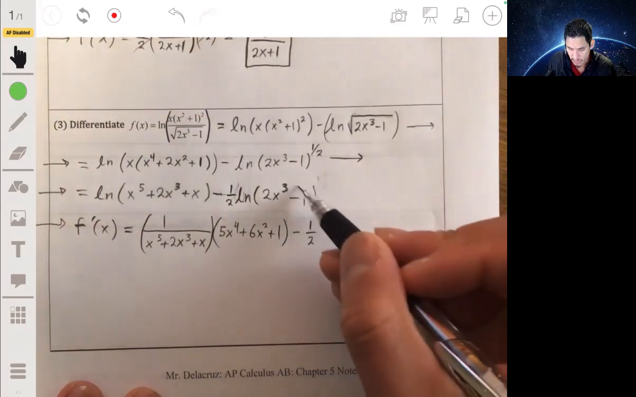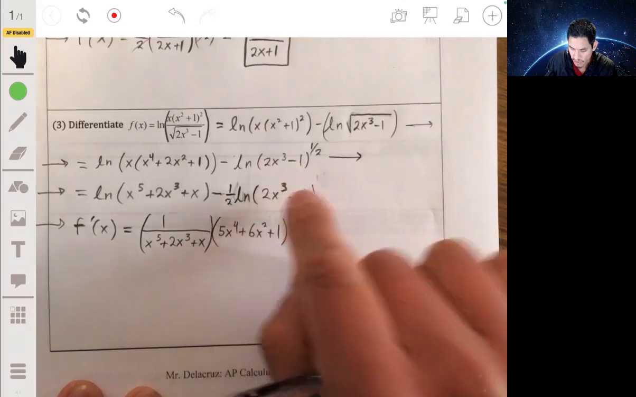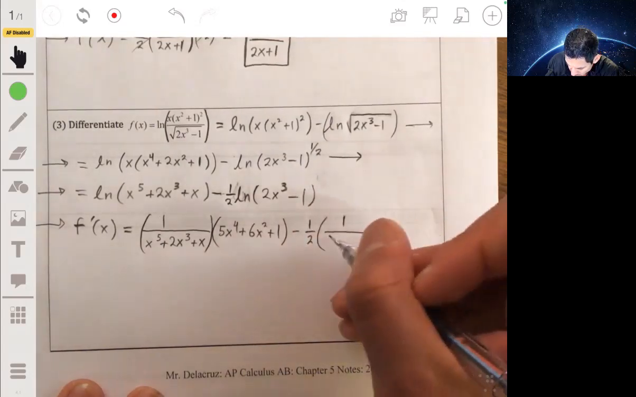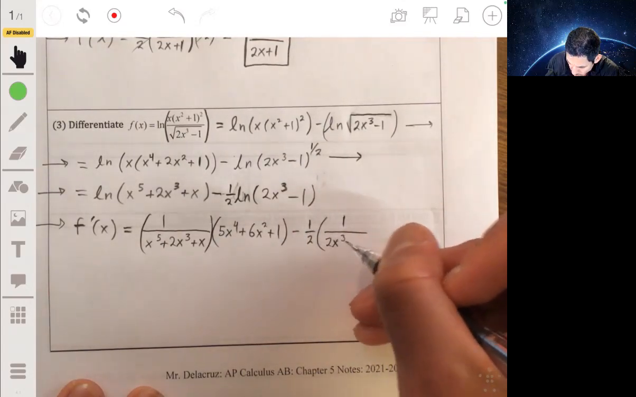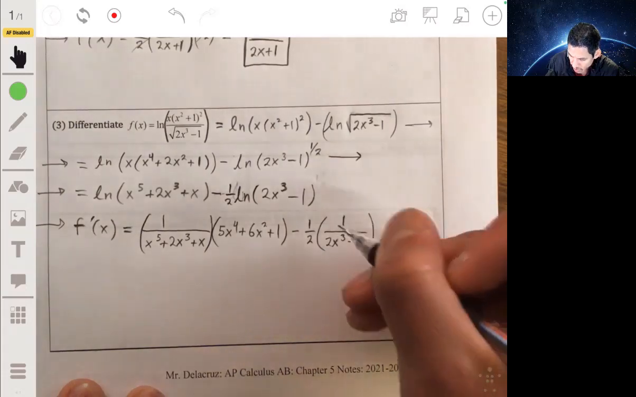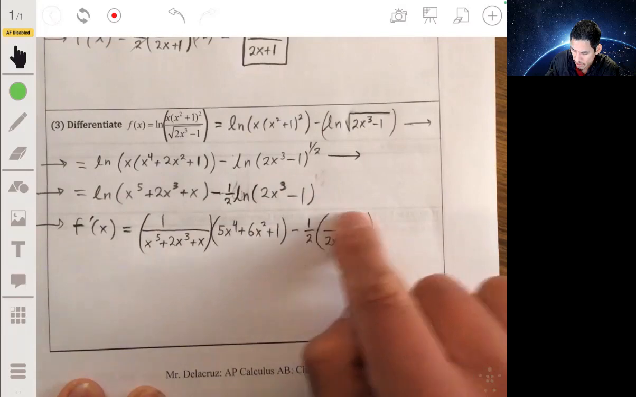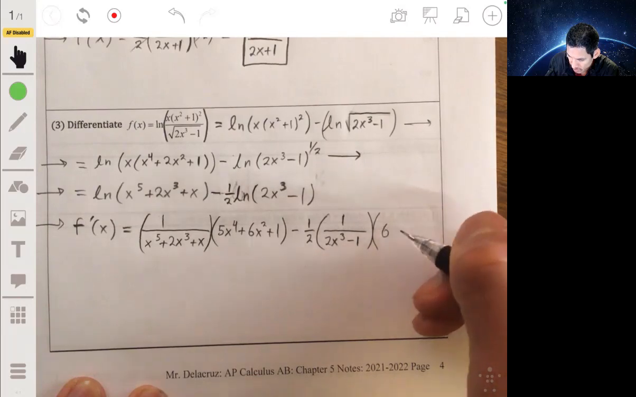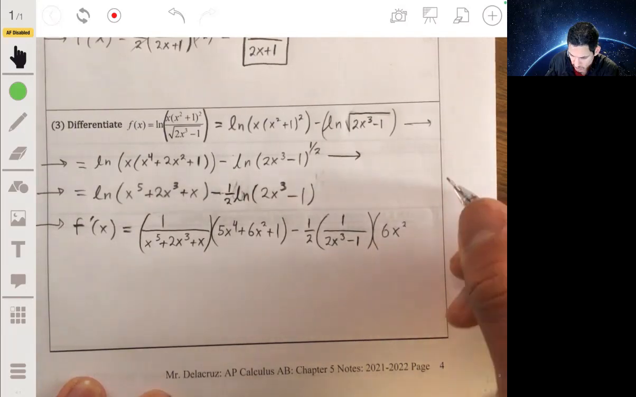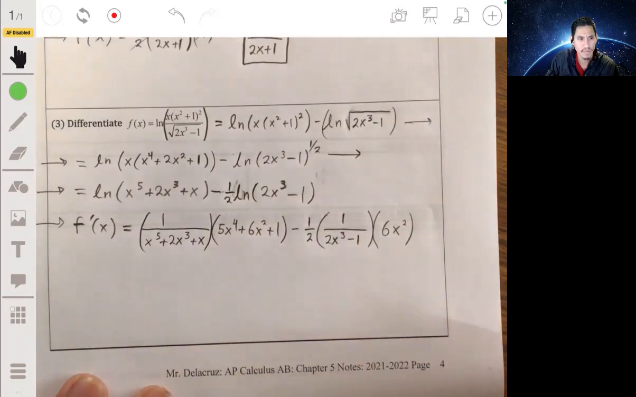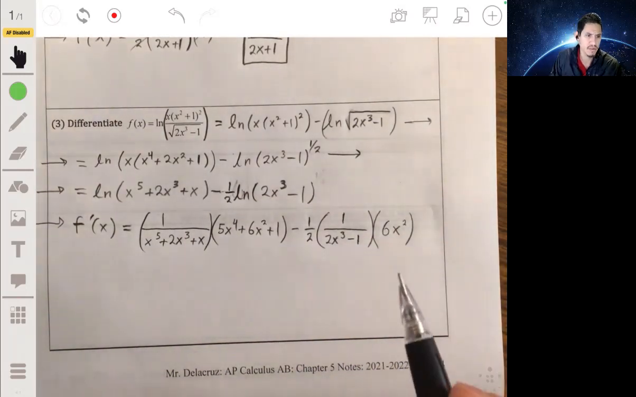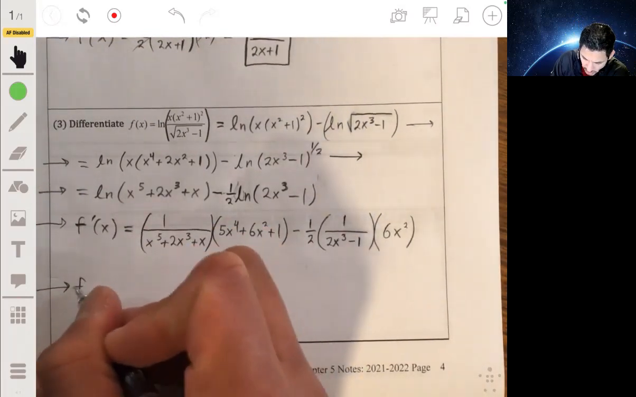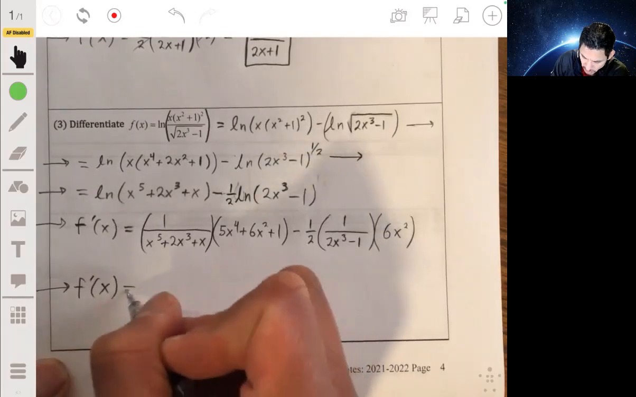Now, let's take the derivative of this. So 1 over the derivative of this. 1 over this. 1 over 2x cubed minus 1. And then this will be multiplied by the derivative of 2x cubed minus 1. So multiplied by simply 6x squared. And then from here, all that's really left is to simplify this, which is really not going to be that much more neater. Let's just take one more step.